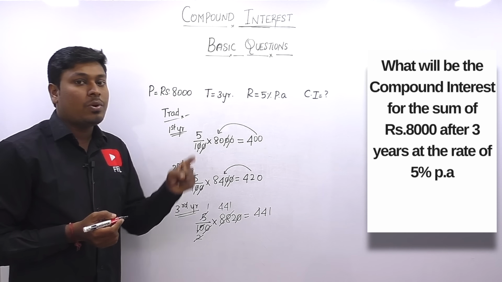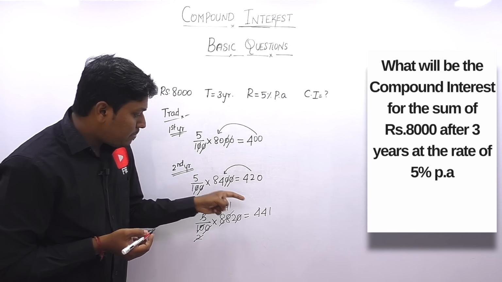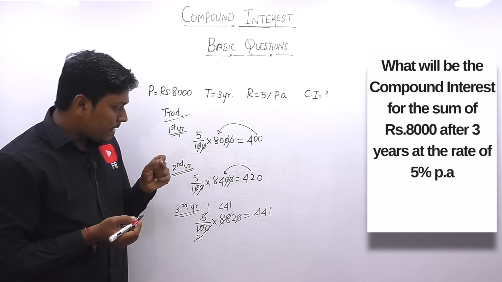So our target to find what is the total compound interest for all the 3 years. So add all 400, 420 plus 441. The resultant will be 1261.